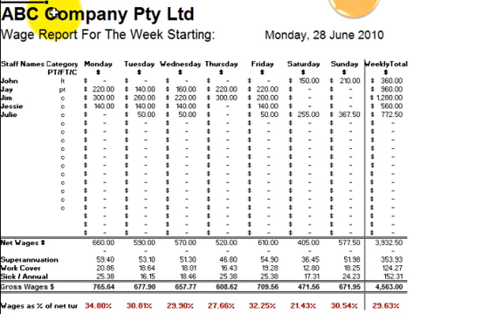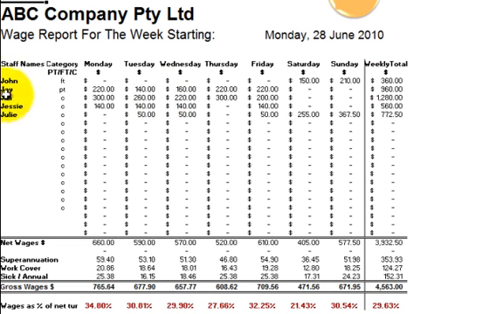On our wage report you'll see our company name at the top, wage report for the week starting with the date there. We have our staff names listed on the left-hand side, together with their employment classification: full-time, part-time or casual. Moving across, we have the week that we're reviewing, Monday through to Sunday, and a weekly total.